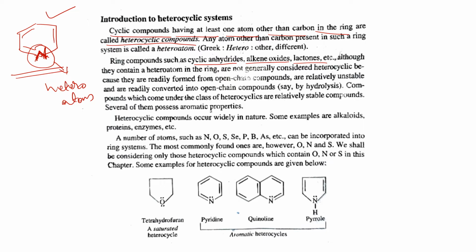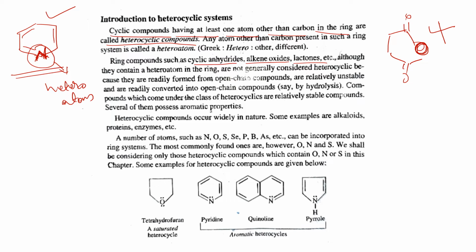That is, ഇപ്പം നമ്മൾക്ക് cyclic anhydrides കൺസിഡർ ചെയ്യാം. This is an example for cyclic anhydride. By definition, this is a cyclic compound and there is a heteroatom. This oxygen എന്ന് പറയുന്നത് ഒരു heteroatom ആണല്ലോ. അങ്ങനെയാണെങ്കിൽ ഇതെന്തായിരിക്കണം? ഒരു heterocyclic compound ആയിരിക്കണം. But actually this is not a heterocyclic compound.